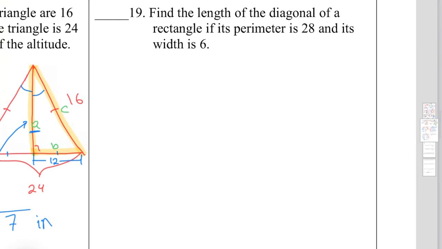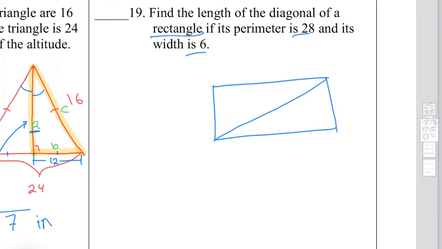19. Find the length of the diagonal of a rectangle if we know the perimeter is 28 and the width is 6. Just like the other one, first we're going to draw your beautiful rectangle along with the diagonal. If the width is 6, then from the perimeter we subtract 12, which gives us 16 units to work with. These 16 units we split into two even parts, which gives me the length of my rectangle, which is 8.